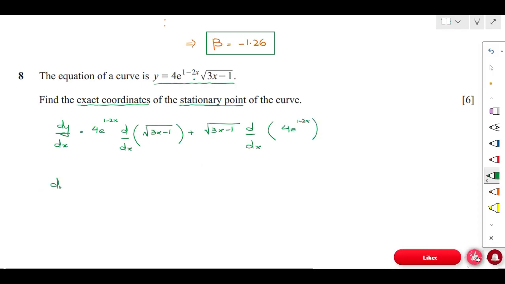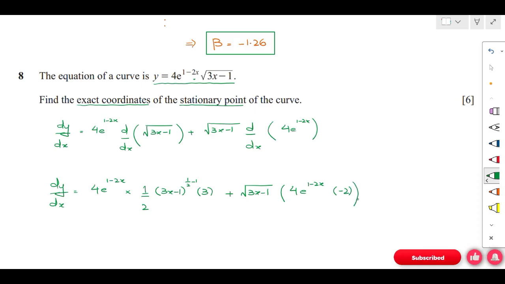Okay, now dy over dx becomes 4e to the power 1 minus 2x as it is, applying the power rule over here. First we have the power 1 by 2. The base function is 3x minus 1 because the square root power is basically 1 by 2. So the power is base power minus 1, and the derivative of this base function is just 3, plus root 3x minus 1 as it is. 4 is a constant, e to the power 1 minus 2x, its derivative is e to the power 1 minus 2x, and the derivative of 1 minus 2x is just minus 2.